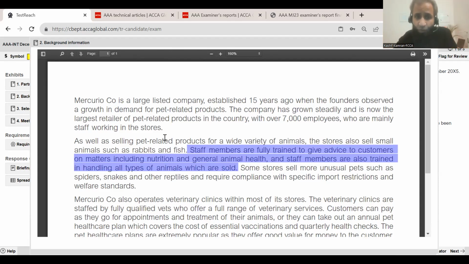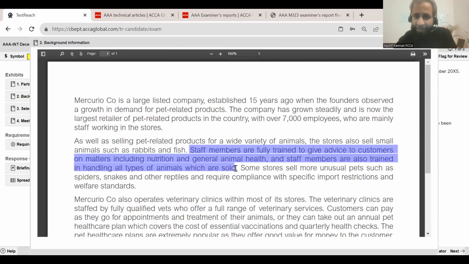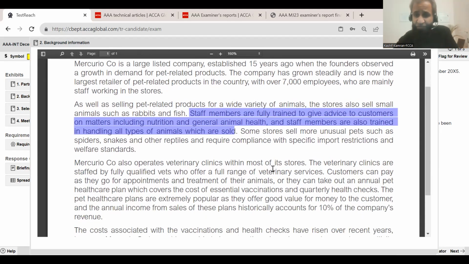So see, even though the storage of the small animals could be a problem, the examining team is telling us that it has been mitigated by the management by putting emphasis on staff training. So this will not be a significant risk, because the magnitude has fallen because of the corrective actions taken by management. Now look at the next risk.